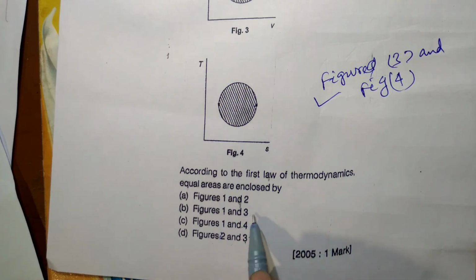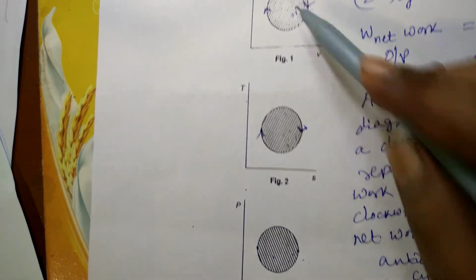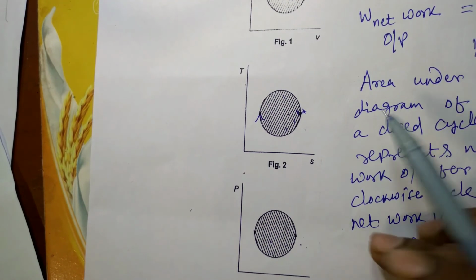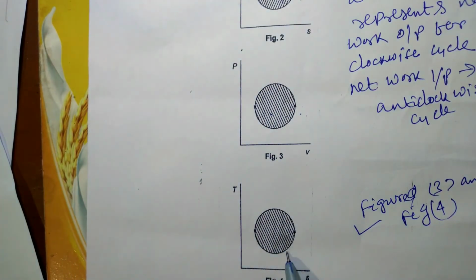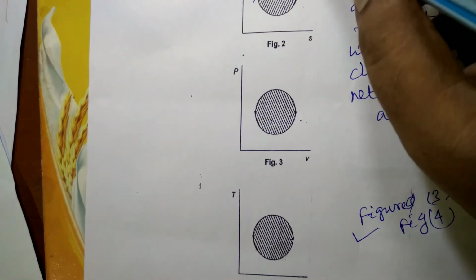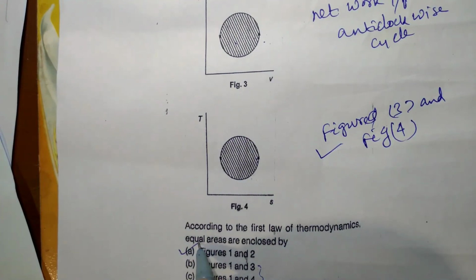ये तीनों में कुछ भी नहीं होगा, क्योंकि 1 and 3 तो कभी हो नहीं सकता. ये clockwise के लिए है और ये anti-clockwise के लिए है. ये same PV diagram, ये clockwise ये anti-clockwise, कैसे same होगा? वो तो same नहीं होगा. And 1 4 जो है ये clockwise के लिए है और ये anti-clockwise के लिए है, ये तो नहीं होगा. So out of these given options, only correct option is 1 and 2. So option A will be the correct answer.